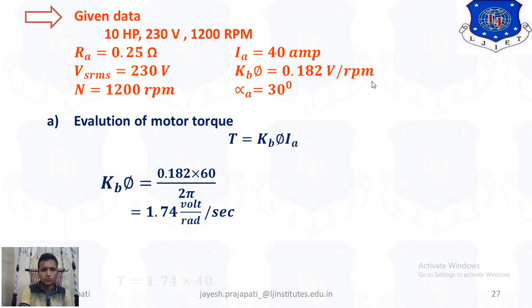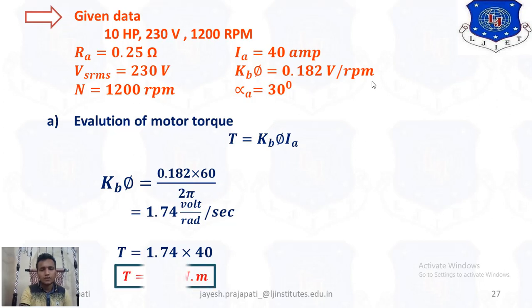Now if we substitute in this, then torque is equal to 1.74 multiplied by 40. So the torque will be 69.6 Newton meter. So first we have evaluated the motor torque. Now we have to evaluate the speed of the motor.